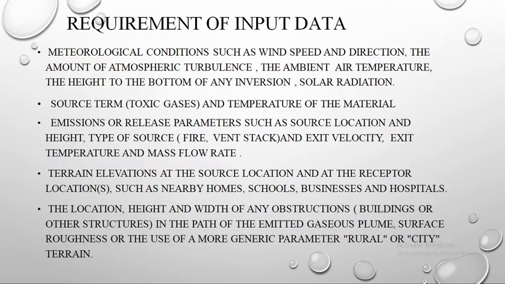Next one, terrain elevation at the source location and at the receptor location. So the receptor location is nothing but nearby homes, schools, business places, hospitals. The location, height and width of any obstruction. Obstruction is nothing but a block. And the path of the emitted gaseous plume.